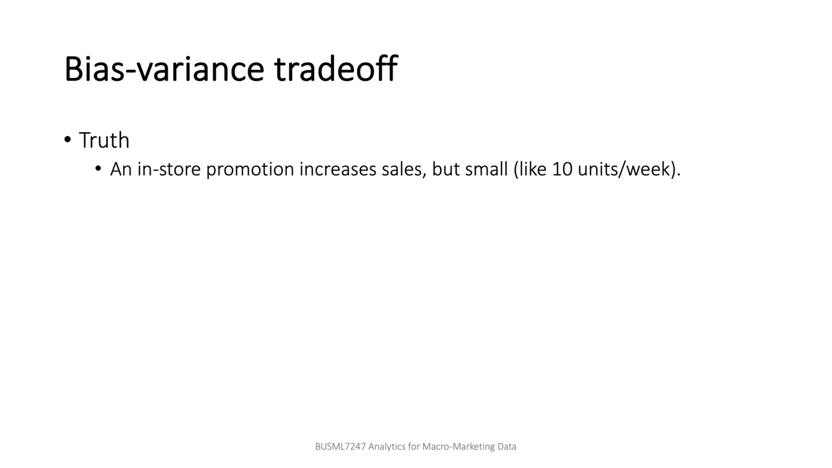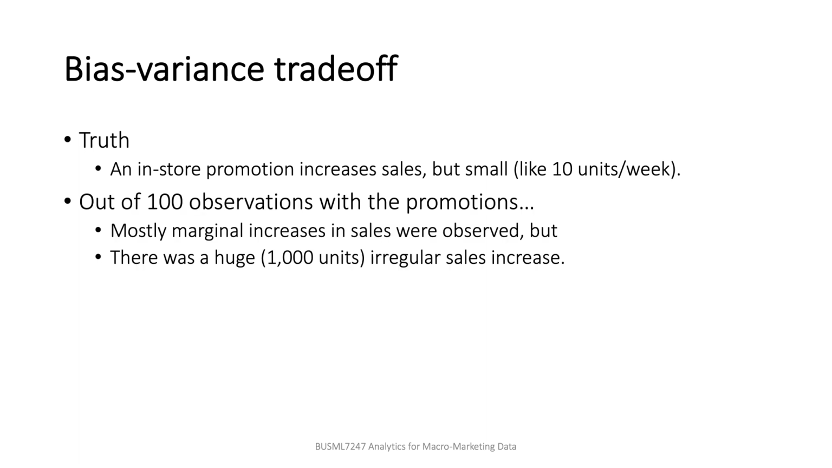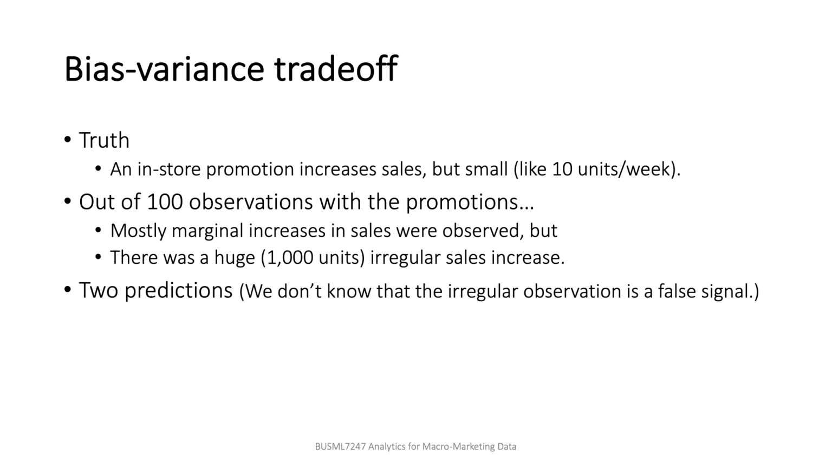Suppose that the regression is truth, and an in-store promotion increases sales, but just small, like 10 units per week. And there are 100 observations with the in-store promotions in the training sample. Mostly just marginal increases in sales are observed, but suppose that there was one observation with a huge, like 1,000 units, irregular sales increase with the promotion. And suppose that we have two machines. They don't know what truth is, so they don't know that the irregular observation is a false signal.